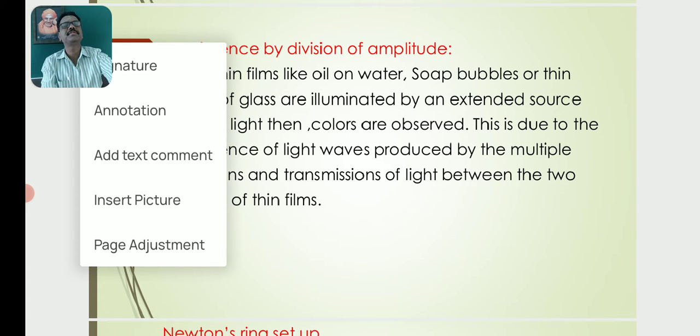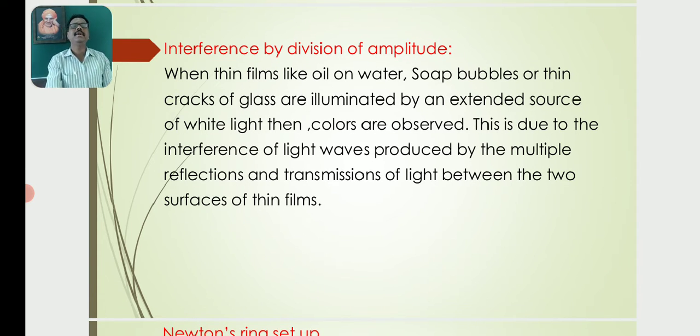What we know is that interference is an optical phenomenon in which there is a redistribution of the intensity of light, or a modification in the intensity of light, which takes place due to superposition of two or more coherent waves.